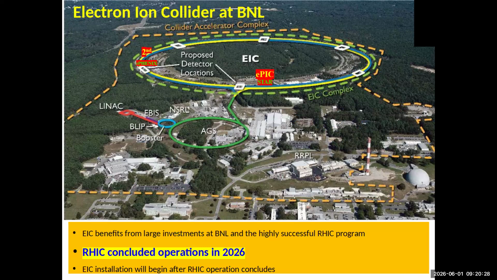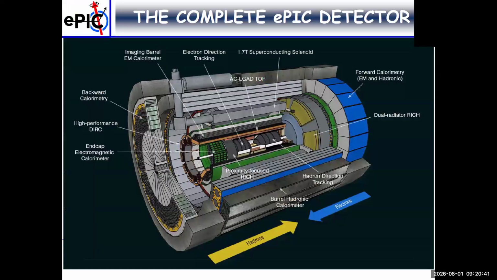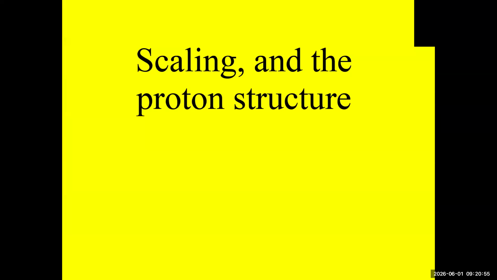In fact, RHIC concluded operations earlier this spring. And now we're switching over to the Electron-Ion Collider. So we're going to keep one of the nuclear rings in the RHIC facility and then add a separate electron beam. And then we can do electron-nuclear collisions. And so this will be the future. And this is the ePIC detector that is being designed and will be used for the EIC. And that's coming along very, very quickly now. And you'll hear more about that later today.